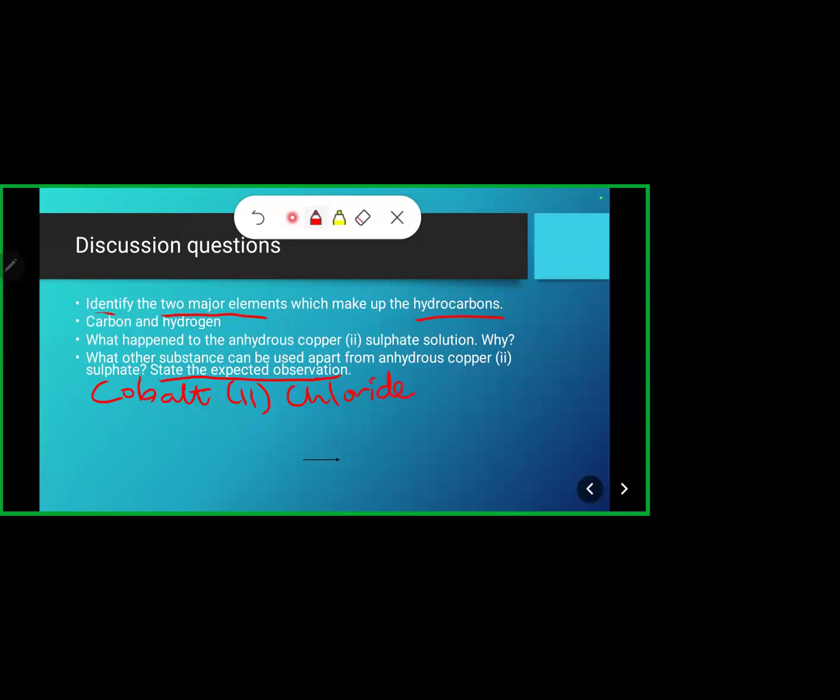So the other substance that can be used to test for the presence of water can be cobalt 2 chloride solution, which is blue, or we can use cobalt 2 chloride paper. So cobalt 2 chloride turns from blue to pink in the presence of water. So we said for anhydrous copper 2 sulfate, it turns from colorless to blue, while for cobalt 2 chloride, it's blue, but it turns to pink in the presence of water. So I hope that is clear for all of us.